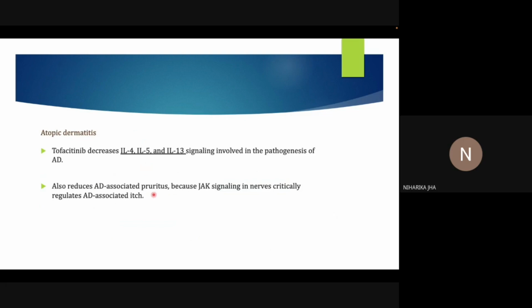And how does it do that? JAK signaling in nerves is critically important for regulation of atopic dermatitis associated itch, because it's a JAK inhibitor, so that also gets inhibited.